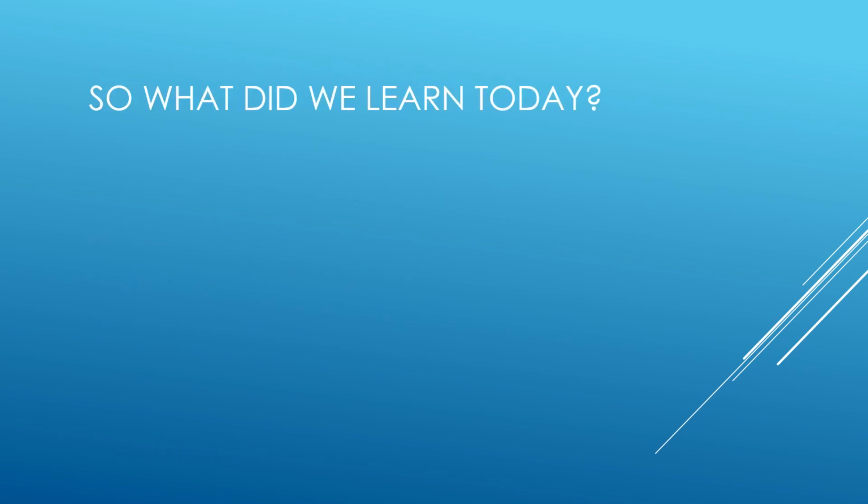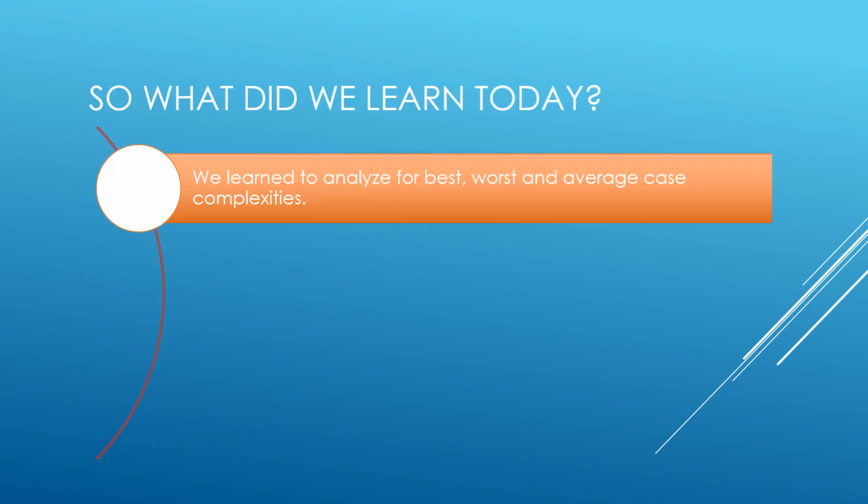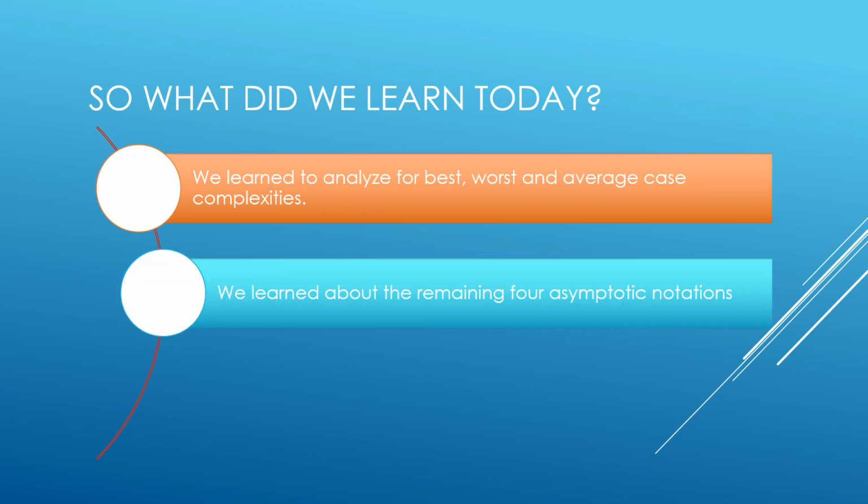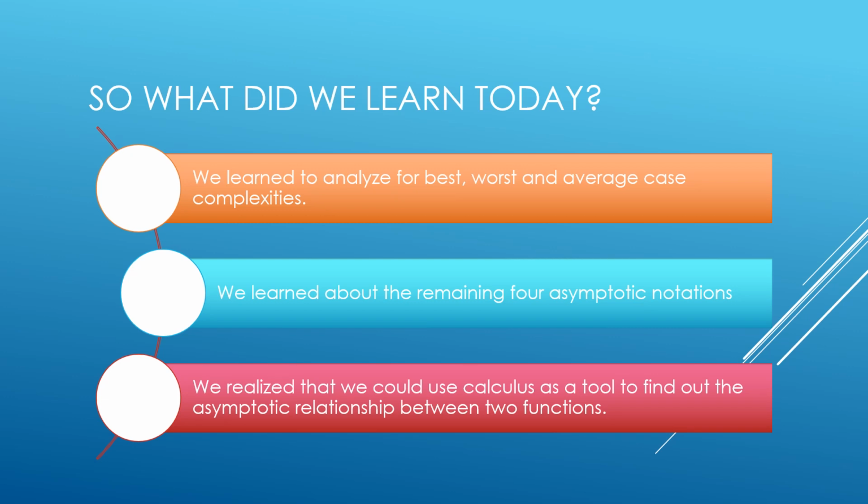So what did we learn today? We learned to analyze for best, worst, and average case complexities. We learned about the remaining 4 asymptotic notations, and we realized that we could use calculus as a tool to find out the asymptotic relationship between two functions.